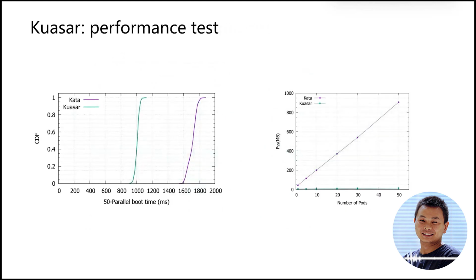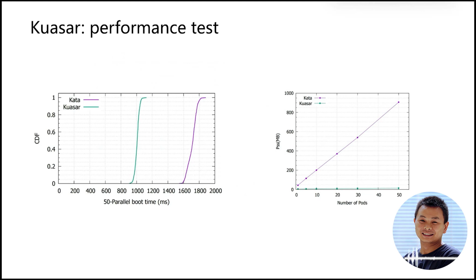And we did some performance tests of the Kuasar micro VM and compared it with Kata Containers. We can see that with this new architecture, the performance can improve very much. We did two tests. First is the parallel startup time, and we can see that for the Kuasar micro VM, when all 50 pods start in parallel, the startup time can be less than 1 second, but for Kata Containers, it's about 1.7 seconds. So we can say that it's a big improvement.